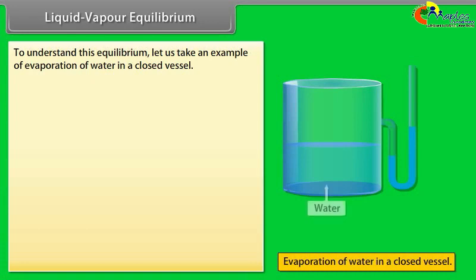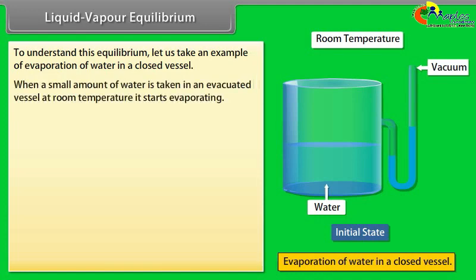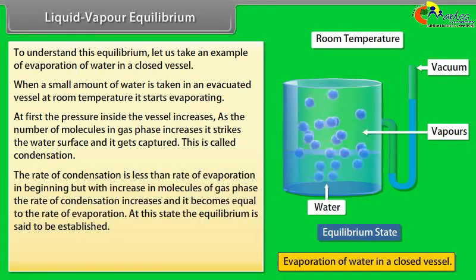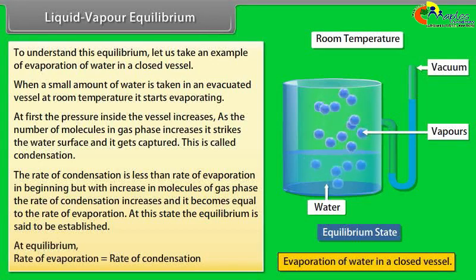Liquid-vapor equilibrium. To understand this equilibrium, let us take an example of evaporation of water in a closed vessel. When a small amount of water is taken in an evacuated vessel at room temperature, it starts evaporating. At first, the pressure inside the vessel increases. As the number of molecules in gas phase increases, they strike the water surface and get captured. This is called condensation. The rate of condensation is less than rate of evaporation in the beginning, but with increase in molecules of gas phase, the rate of condensation increases and it becomes equal to the rate of evaporation. At this state, the equilibrium is said to be established. Thus, at equilibrium, rate of evaporation is equal to rate of condensation.